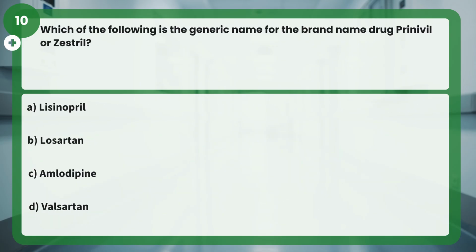Question 10. Which of the following is the generic name for the brand name drug Prinivil or Zestril? A. Lisinopril. B. Losartan. C. Amlodipine. D. Valsartan.